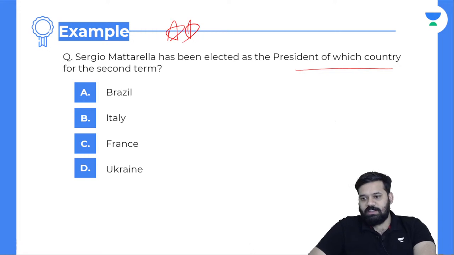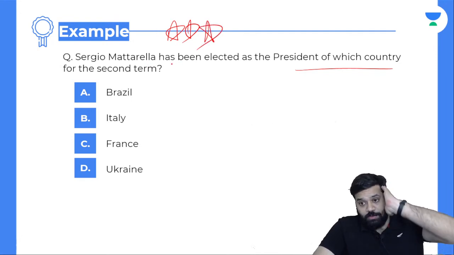Yes, Himanshi, correct. If the assessed loss is more than 70%, 20,000 per acre will be paid. But tell me, Sergio Mattarella is elected as the president of which country? Very, very important. Sergio Mattarella.